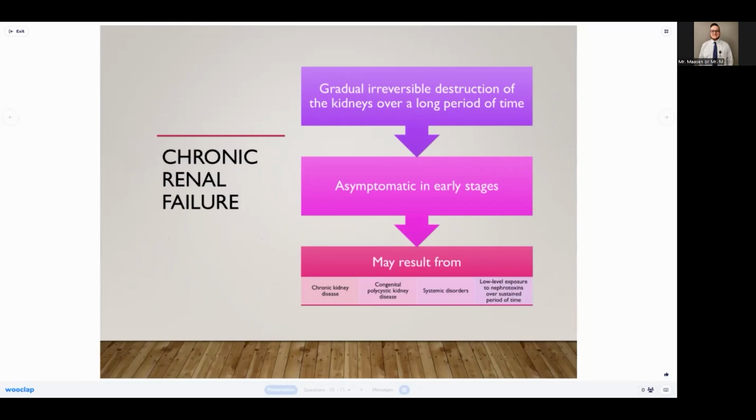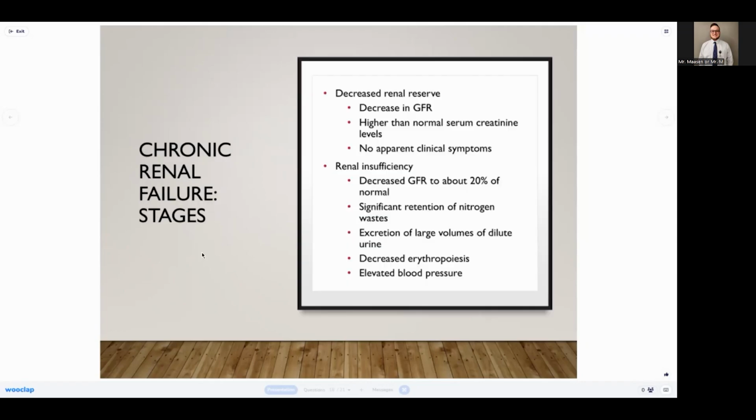Usually with acute kidney injury, all those symptoms come on rapidly. With the chronic, some of that is not going to show. They're going to be asymptomatic usually in early stages. Causes include polycystic kidney disease, systemic disorders that lead to kidney disease, and nephrotoxins. So medications over time can cause this.